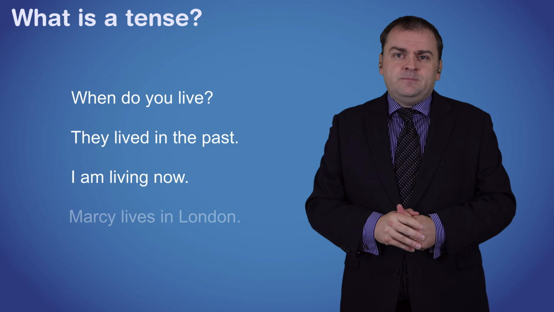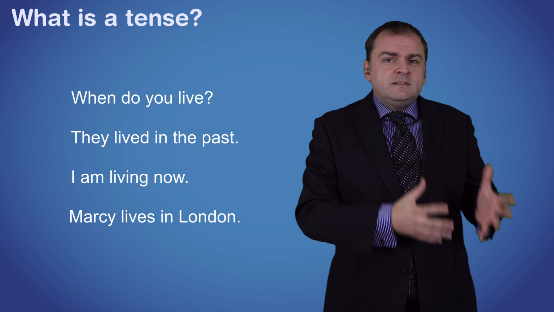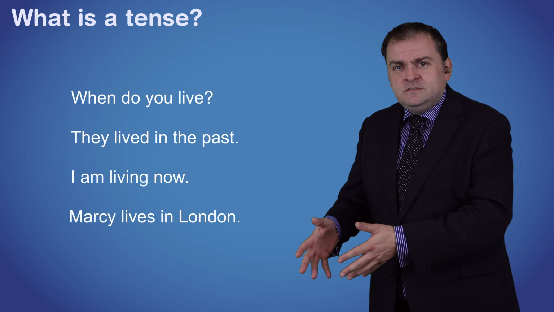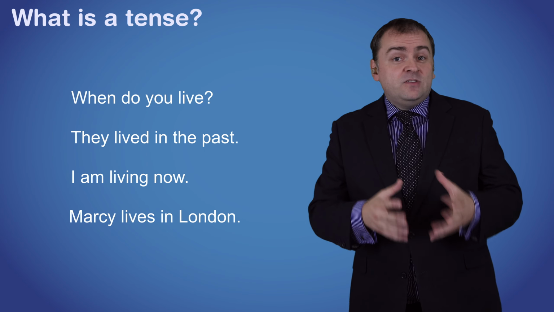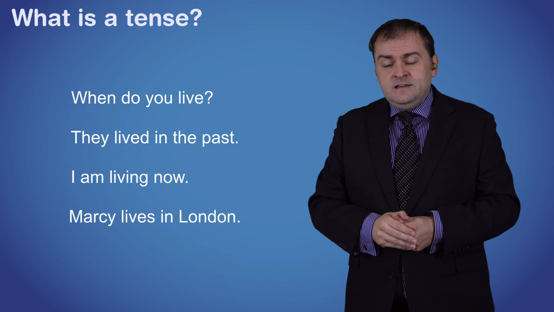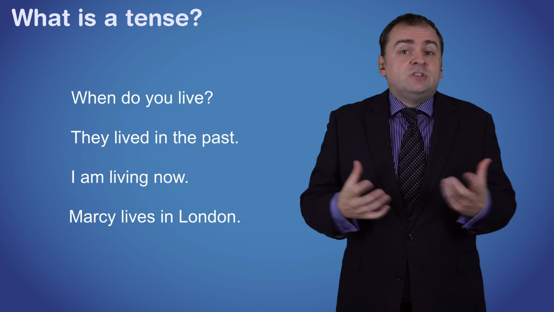Look at this sentence. Marcy lives in London. But when did Marcy start living in London? When did she finish living in London? What if the beginning of the action is in the past, but the end of the action is in the present or the future? So you can see that when an action happens isn't always so simple.